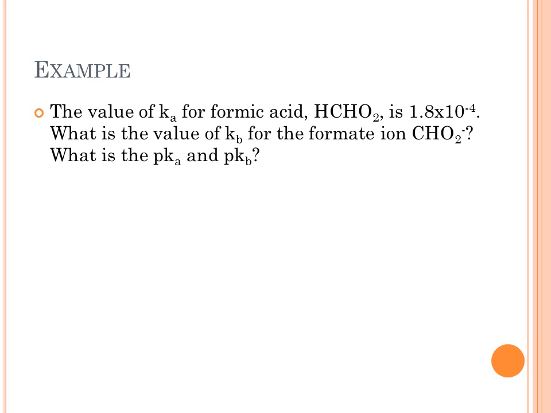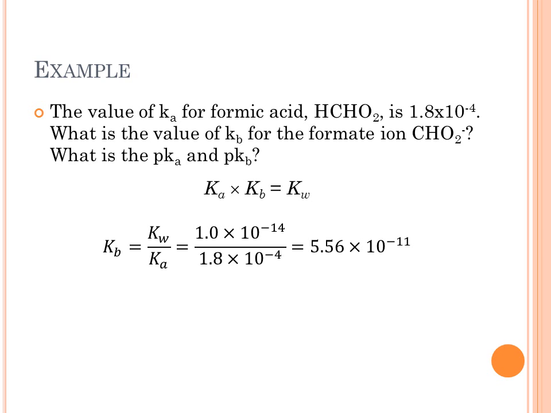So let's look at an example. The value of Ka for formic acid is 1.8 times 10 to the negative 4th power. We'll find the value of the Kb for the formate ion, and the pKa and the pKb. So if Ka times Kb equals Kw, the Kb is equal to Kw divided by Ka, which is 1 times 10 to the negative 14th divided by the Ka, 1.8 times 10 to the negative 4th. So we get a Kb for the formate ion of 5.56 times 10 to the minus 11th power.